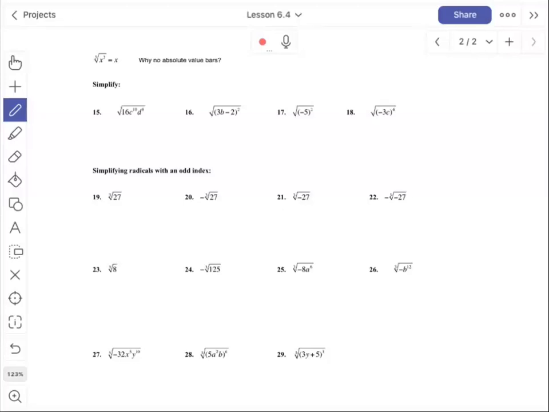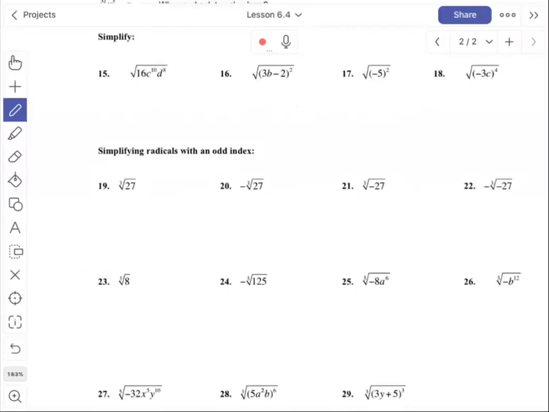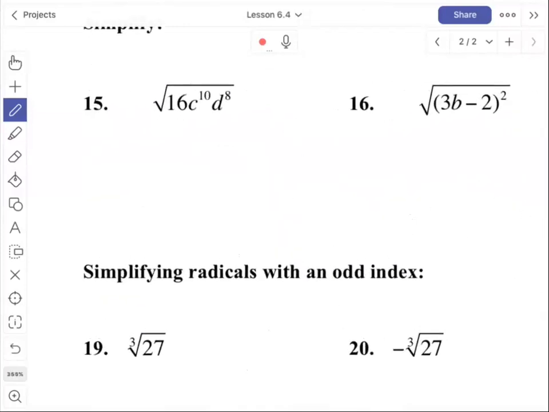All right, so number 15, very similar. Let me call on Joanne. Joanne, help me out with this one. Number 15. I got 4 c to the power of 5 and d to the power of 4. Good. And do I need absolute value on any of those? No. Yes. Oh, the index is even.